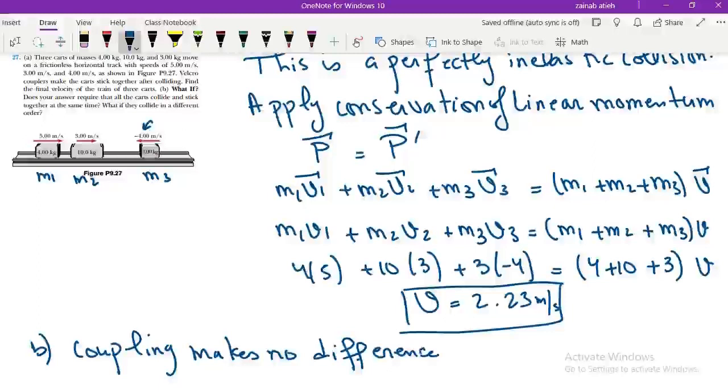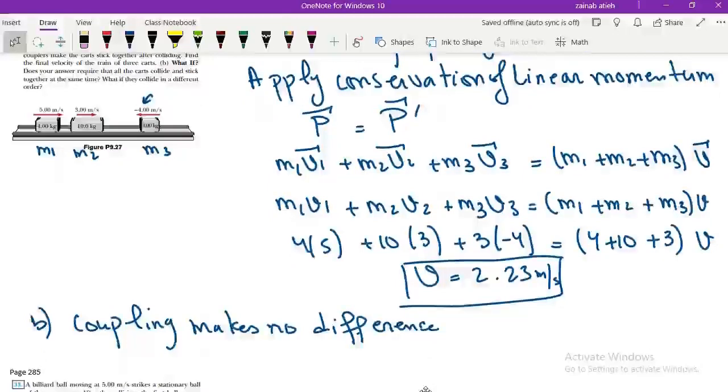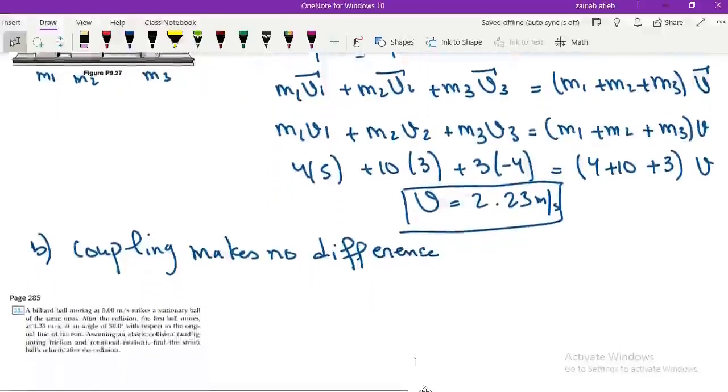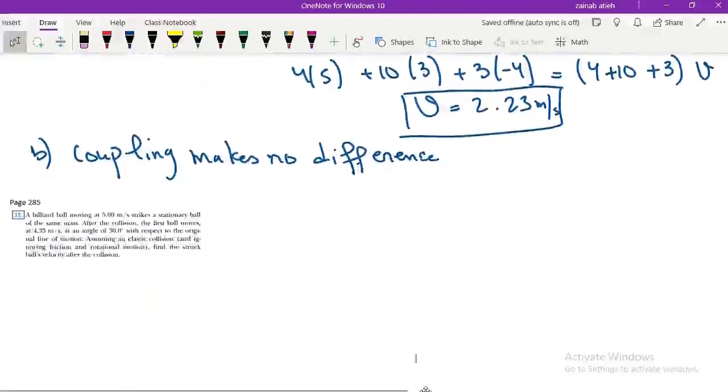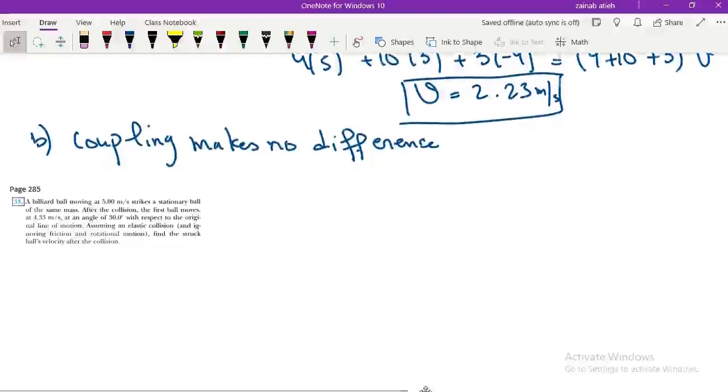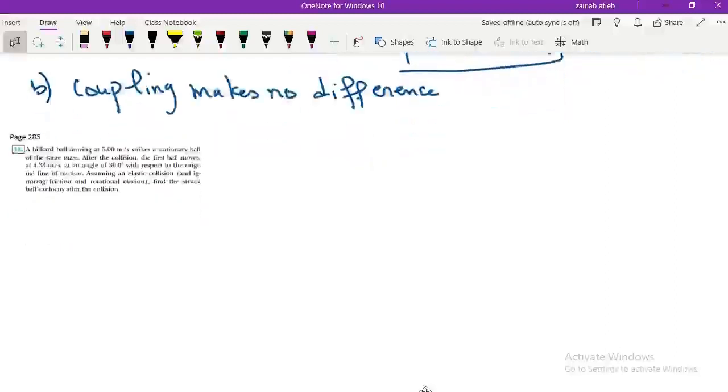Now problem 33, page 285. This problem says a billiard ball moving at 5 meters per second strikes a stationary ball of the same mass. So both balls have the same mass. After the collision, the first ball moves at 4.33 meters per second at an angle of 30 degrees with respect to the original line of motion, assuming an elastic collision. So he's saying an elastic collision.